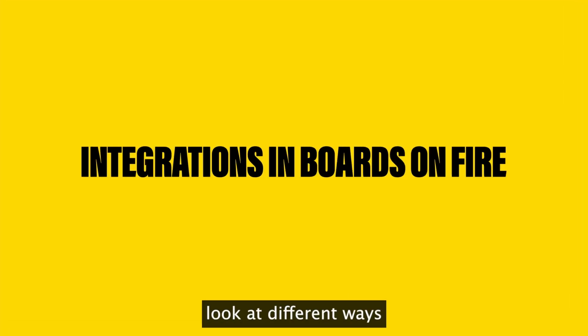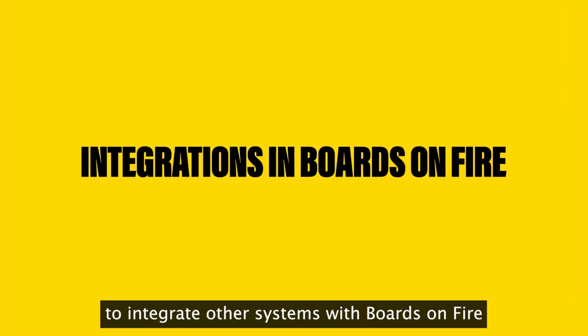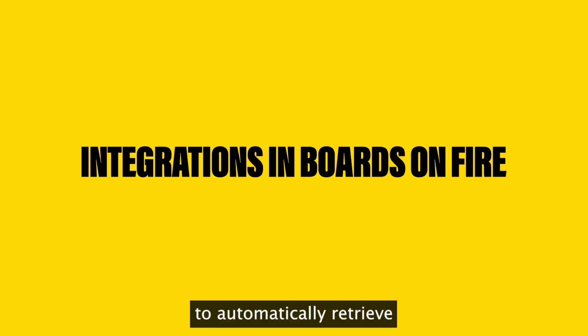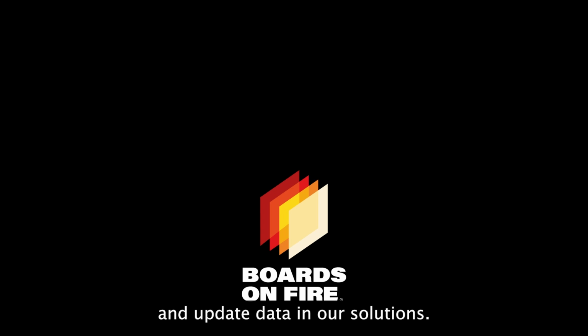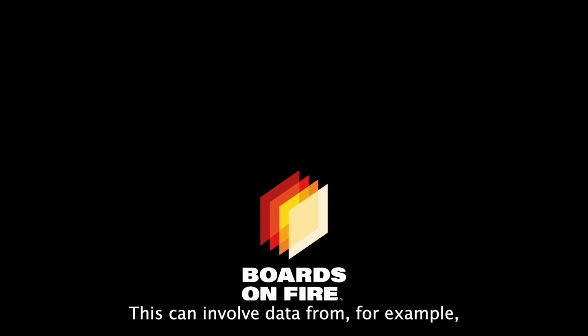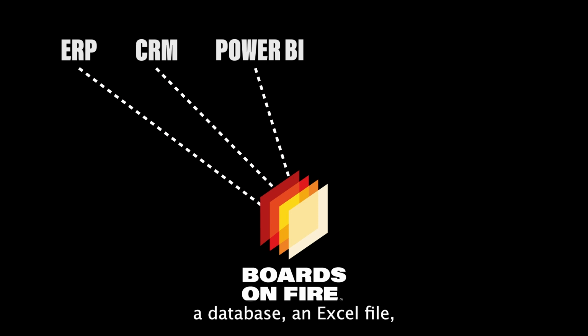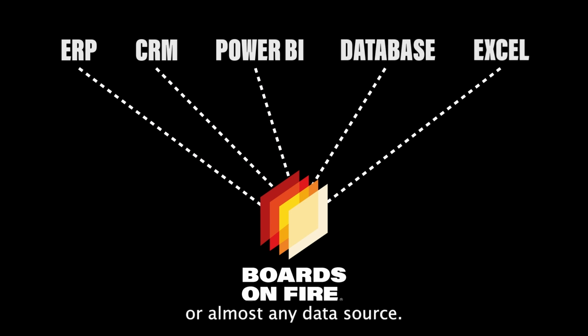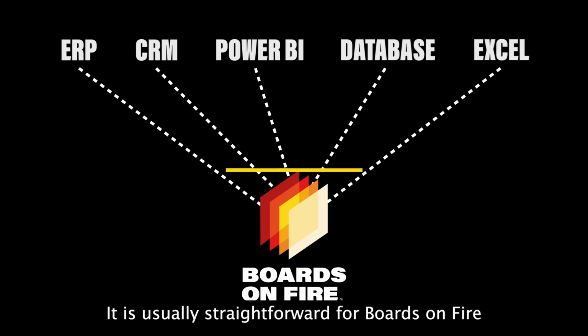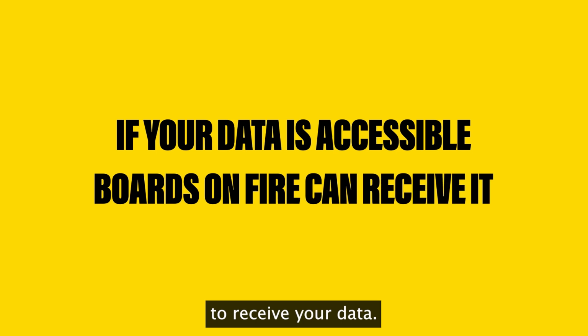In this video, we will take a closer look at different ways to integrate other systems with Boards on Fire to automatically retrieve and update data in our solutions. This can involve data from, for example, an ERP system, production system, CRM, a database, an Excel file, or almost any data source. As long as you know what data you need and where it is available, it is usually straightforward for Boards on Fire to receive your data.